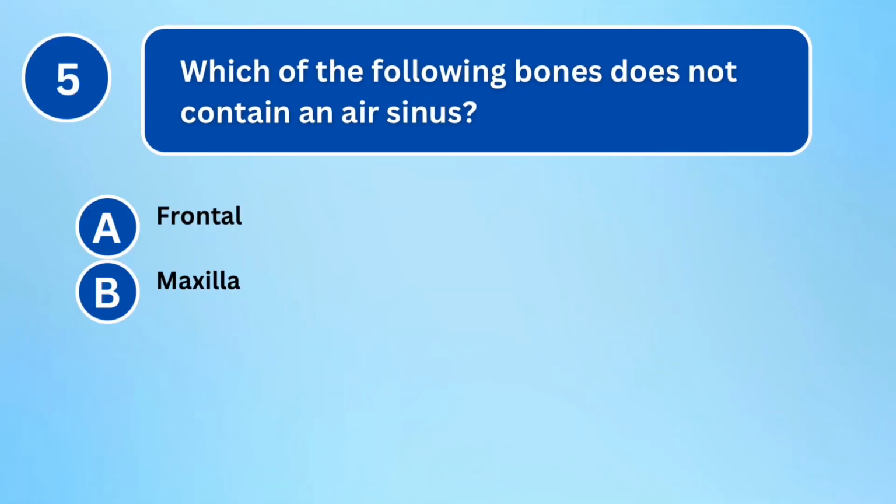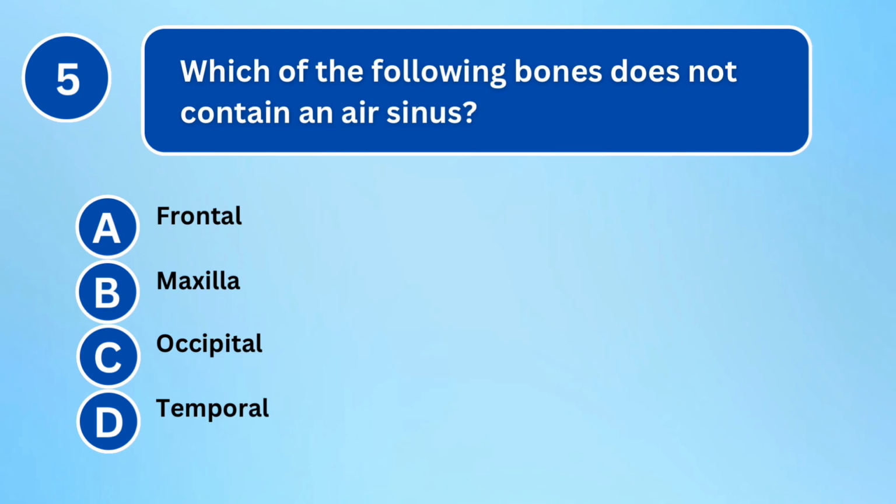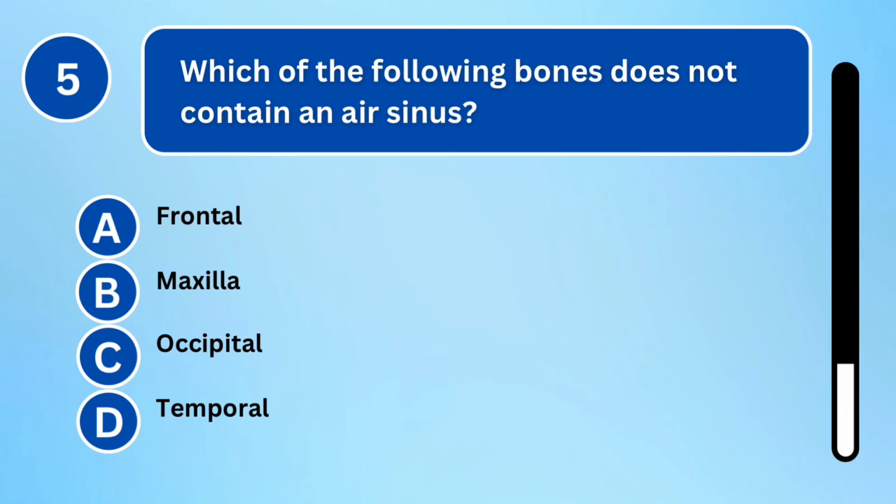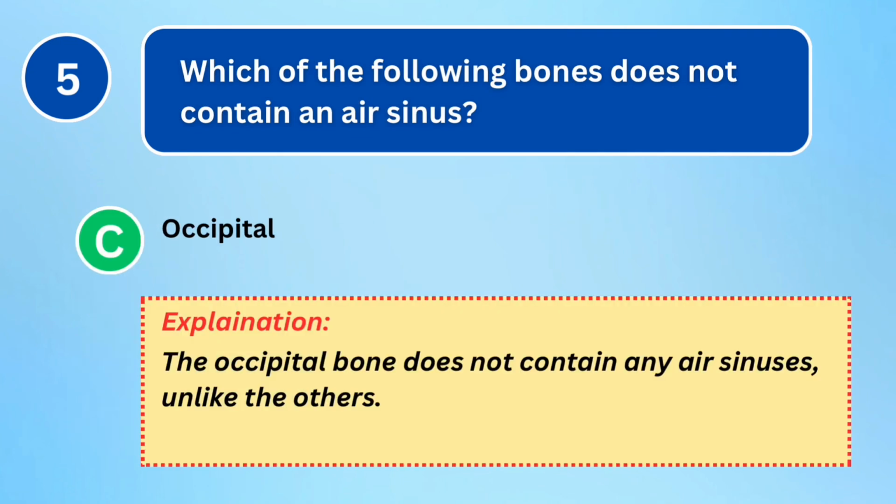Which of the following bones does not contain an air sinus? A. frontal, B. maxilla, C. occipital, D. temporal. Correct answer is C. occipital.